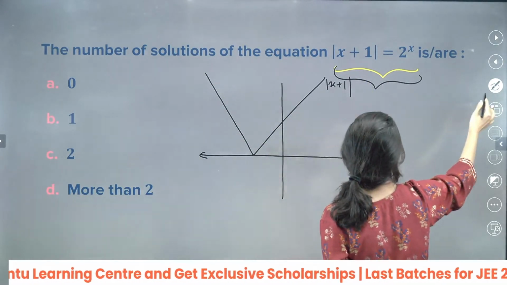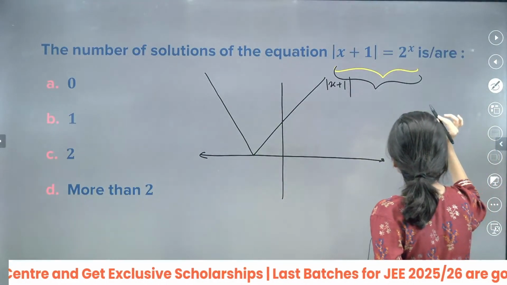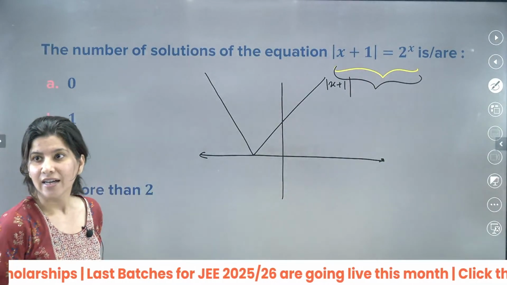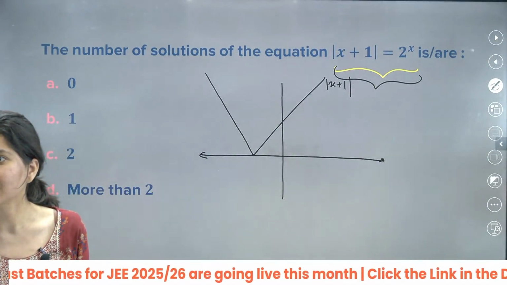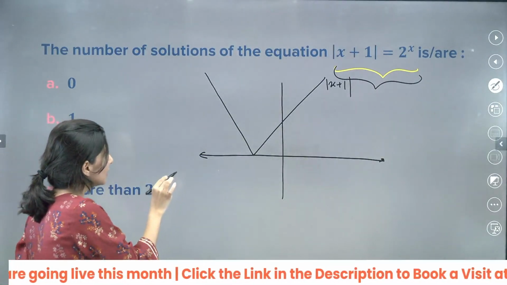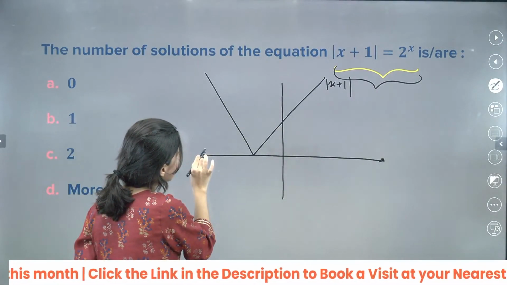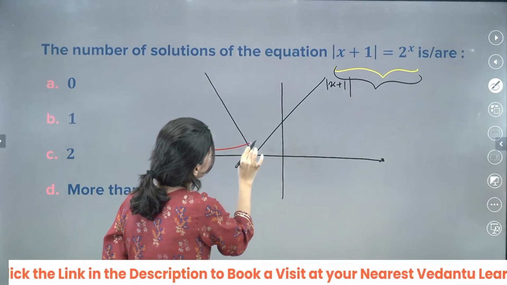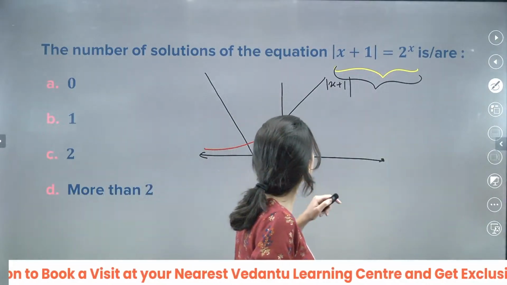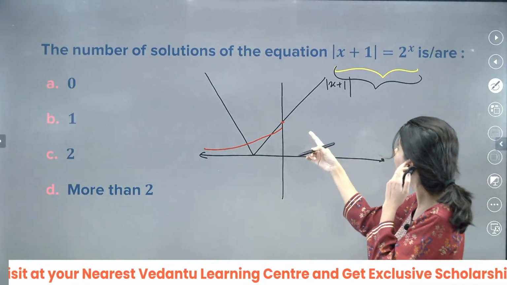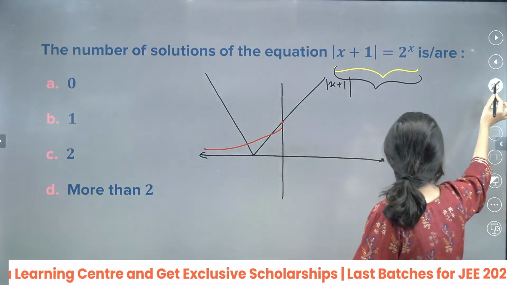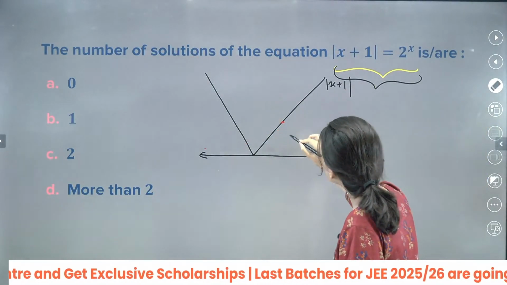Now let me change the color and think about 2 raised to power x. Now let us plot the graph. If I plot this graph, it will be like this. And what is this point? Can anybody tell me what this point will be? This point is what you get the moment you put x equals 0. Now understand.